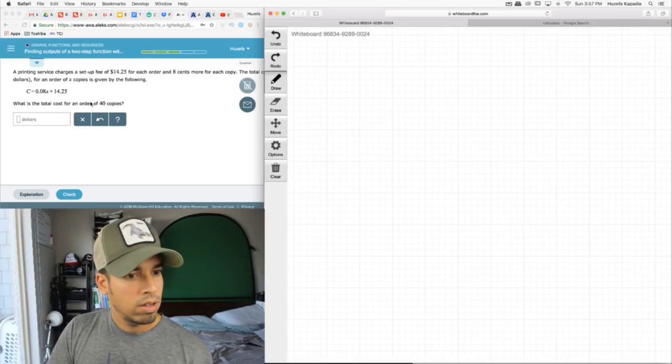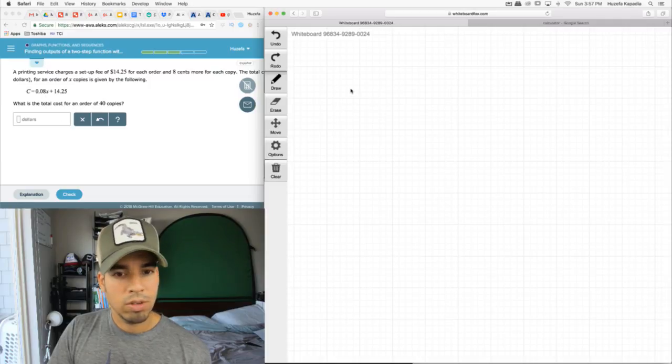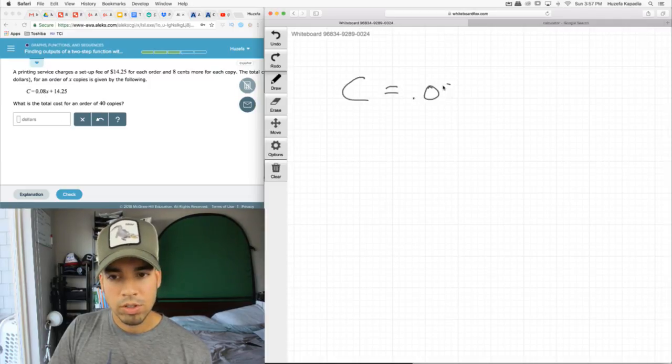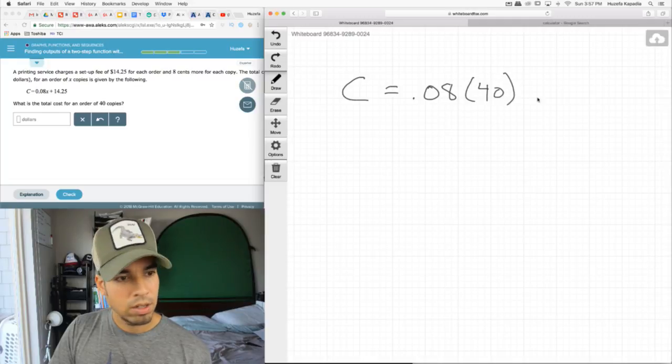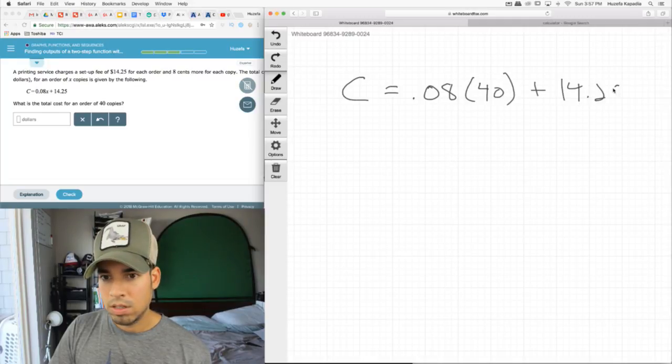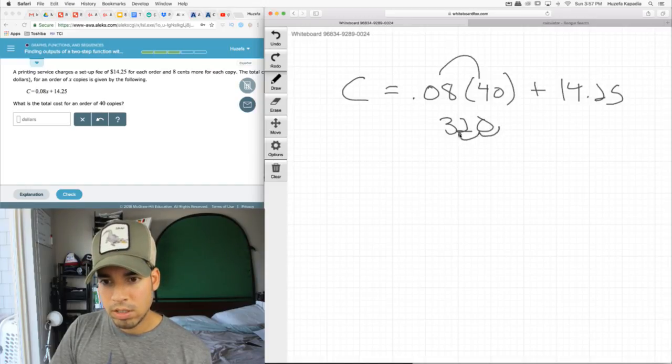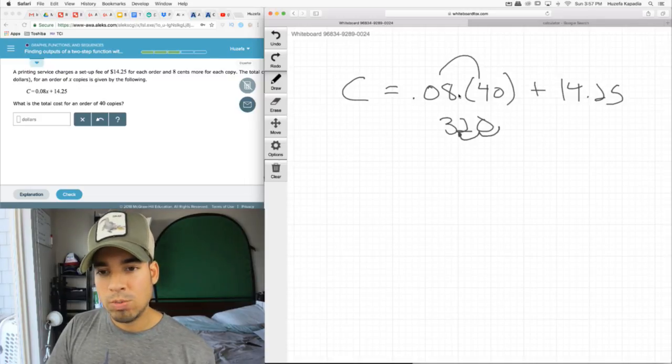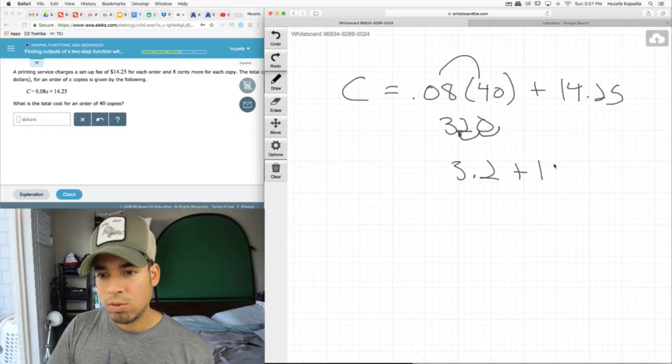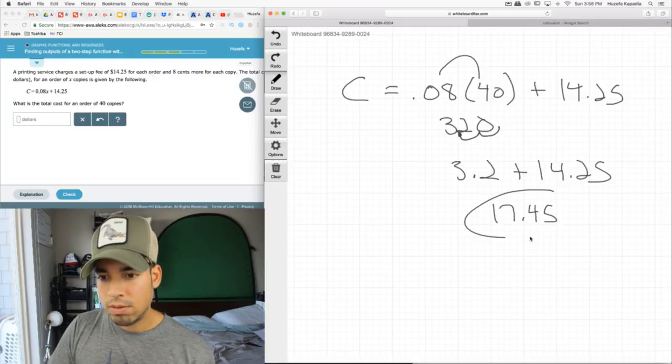Last but not least, 40 copies. x represents the number of copies. So 0.08 times 40. 8 times 40 would be 320, but since we're multiplying by 0.08, we have to move the decimal over twice, two spots to the left. So 3.2 plus 14.25 is 17.45.